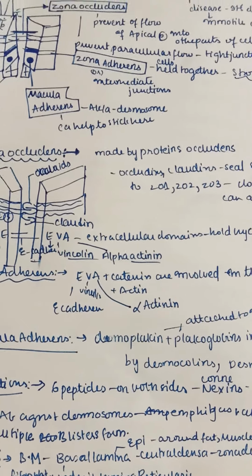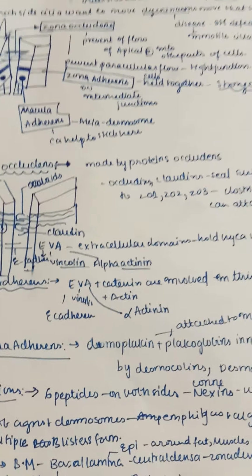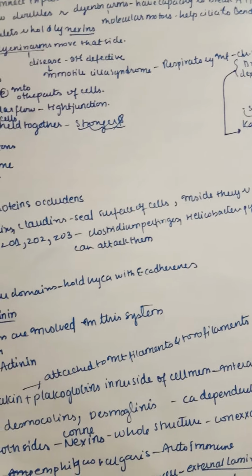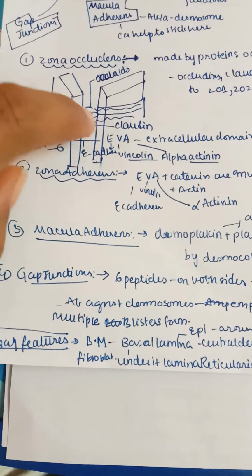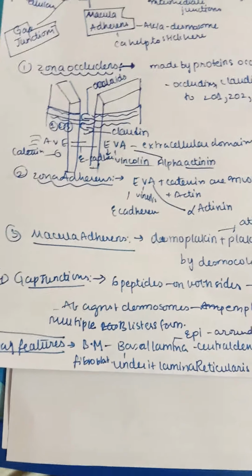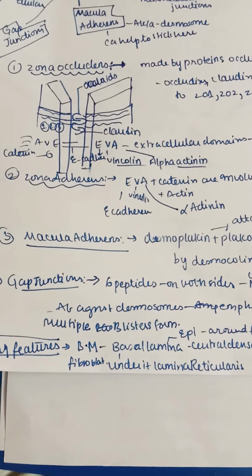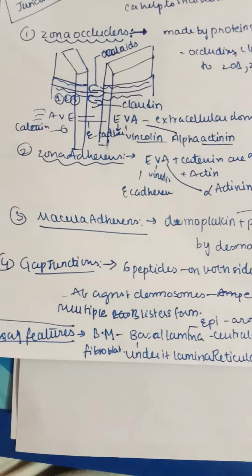And they have ZO1, ZO2, ZO3 areas where Clostridium perfringens and Helicobacter pylori can attach and attack them. You can see ZO1, ZO2, ZO3, these areas. Here also they are present. So mainly Clostridium perfringens and also Helicobacter pylori bacteria may affect these areas.